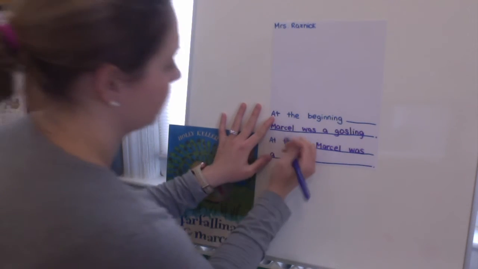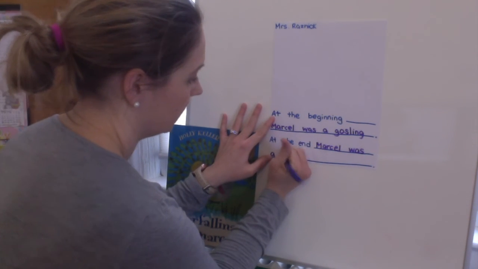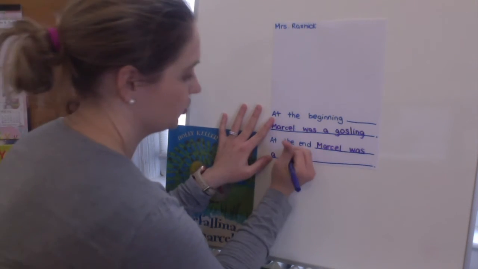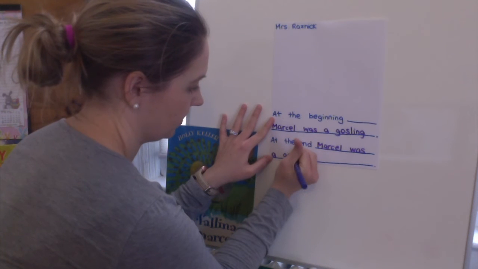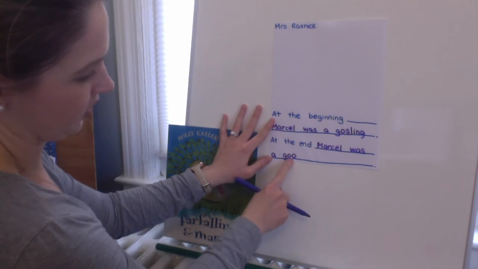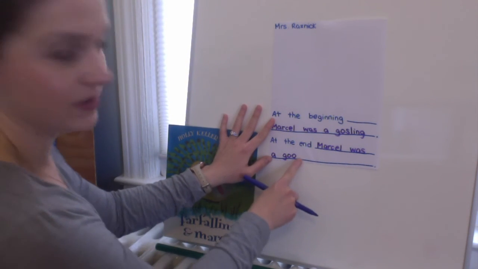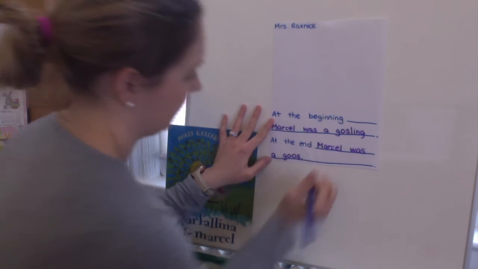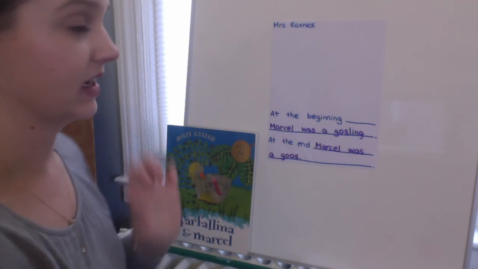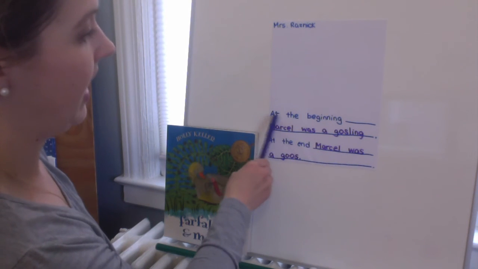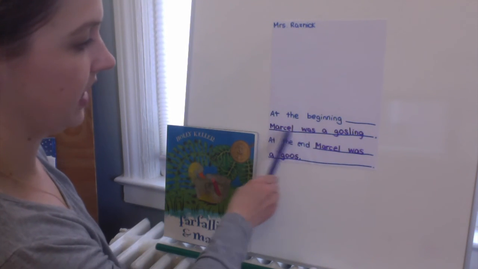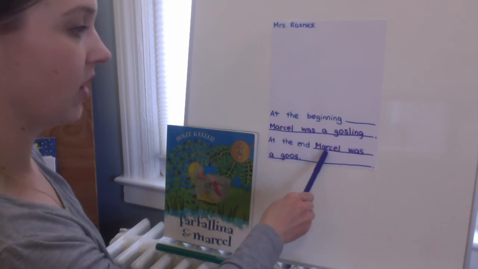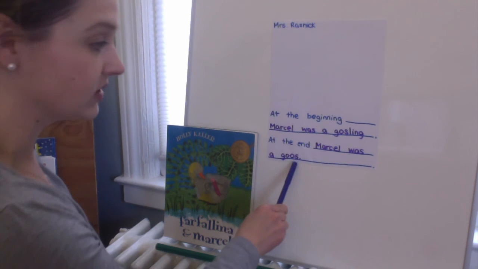I'm going to stretch that word. G, g, g. Ooh, ooh. I know that two of these together make an ooh sound. Oh, it says ooh. Goose. Period. Now let's go back and read and make sure that I like it and it makes sense. At the beginning, Marcel was a gosling. At the end, Marcel was a goose.